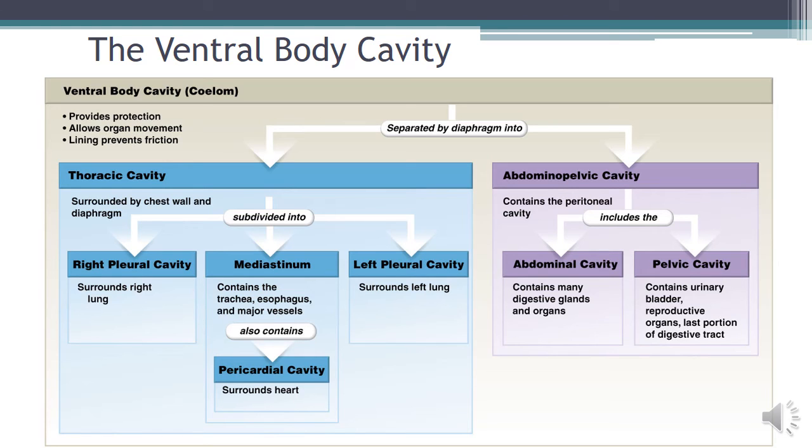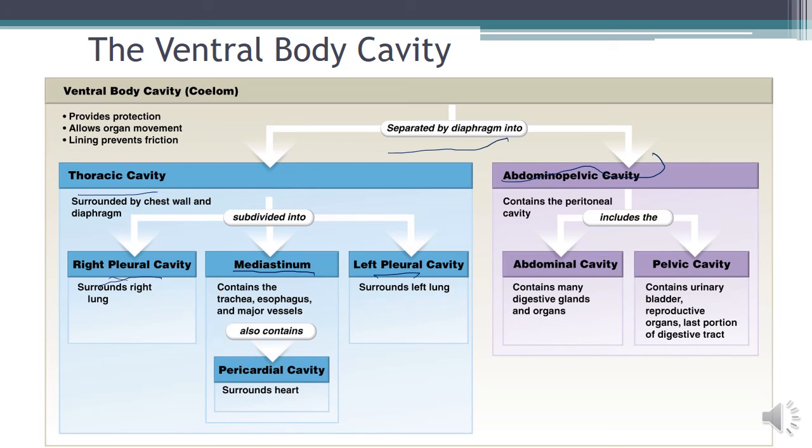So remember that inside the ventral body cavity, imagine the ventral body cavity like a box. And inside this box, you have a bunch of smaller boxes. Okay, so inside this big box, which is the ventral cavity, you've got your thoracic cavity and your abdominal pelvic cavity. I apologize for that not being perfect. Now notice that the flow chart here tells you that these two are separated by the diaphragm. Now inside the thoracic cavity, you'll see that you have your pleural cavities like I showed you, left and right. In between them, you have the mediastinum.